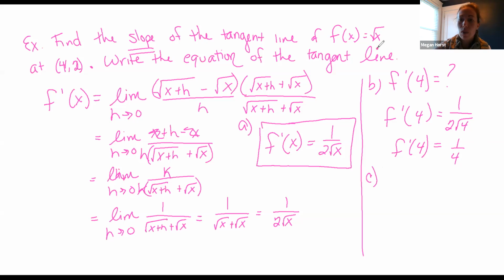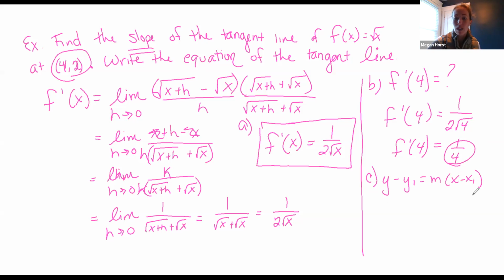The last part says write the equation of the tangent line. And the reason why I really want you to stick with point slope form and not slope intercept is for this reason. This is going to happen again and again and again, where we have a point and we have a slope. Why on earth would you use slope intercept form when you have the beautiful, lovely form of y minus y1 equals m times x subtract x1? It just fits so perfectly. We have y subtract 2 equals 1/4 multiplied by x subtract 4. And so this gives us that tangent line right there.